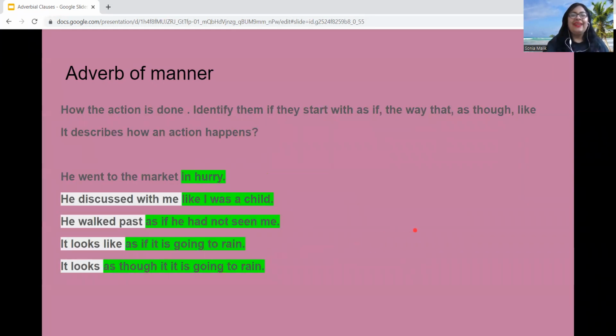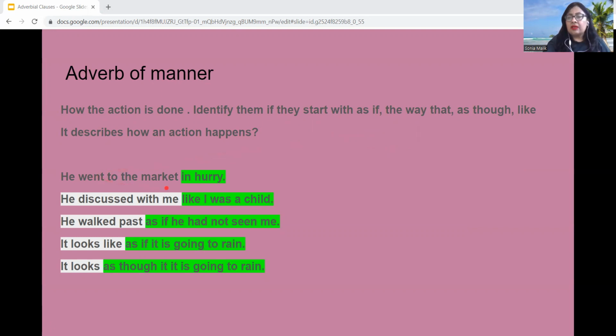That was easy, right? Now, the adverbial clause of manner. Manner is how the action is done. Slowly, fast, or how it is done. You have to identify them if they start with as if, the way that, as though, like. That will describe how an action happens.